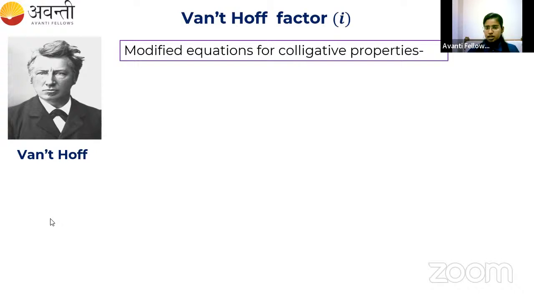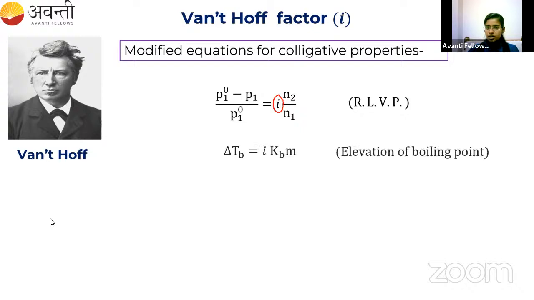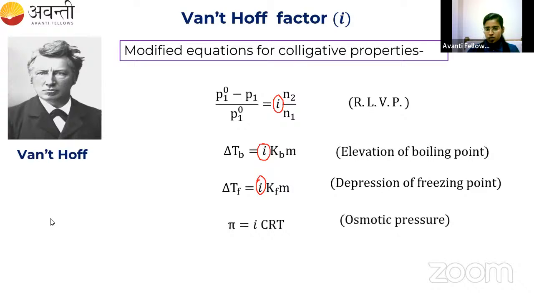First, let me take relative lowering of vapor pressure. This was the formula we have seen, and it is being multiplied with i. Then for elevation of boiling point, we have studied delta Tb is equal to Kb into m, and i is multiplied. For depression of freezing point also the same case. And for osmotic pressure also, it is multiplied with CRT. So very easy. Find out the value of i, multiply with the colligative property formula. That's all. So is it clear? Any doubt?